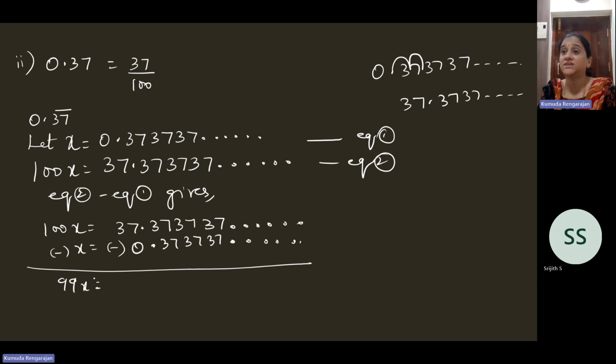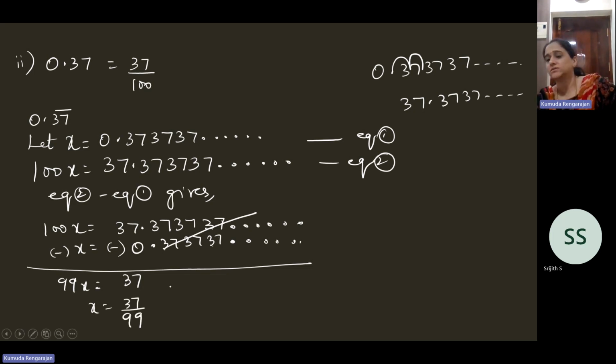100x minus x is 99x is equal to. Now see 7 minus 7, 0. 3 minus 3, 0. 0, 0, 0. You don't have to write the zeros. Don't write the zeros. Slash this. 37 minus 0 is 37. So x is equal to 37 by 99. That's the answer. 37 by 99.